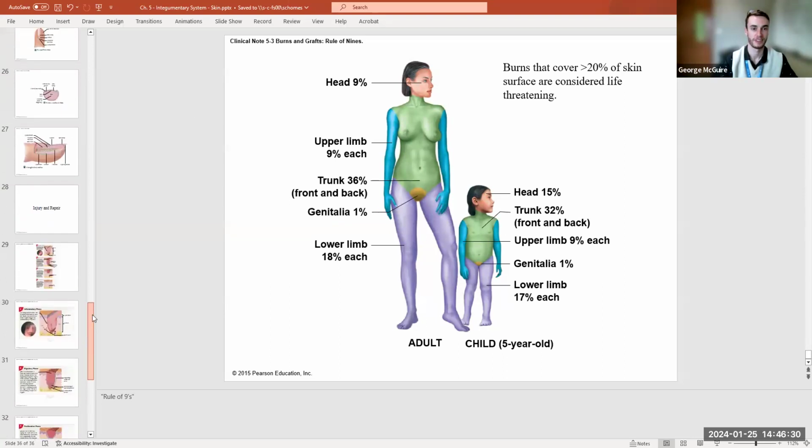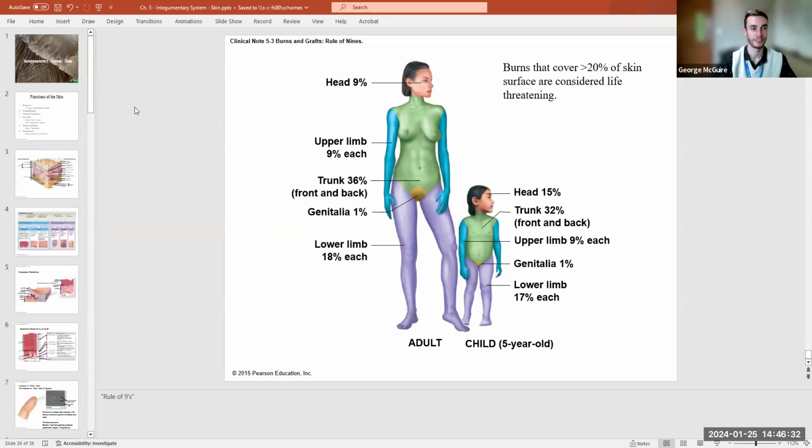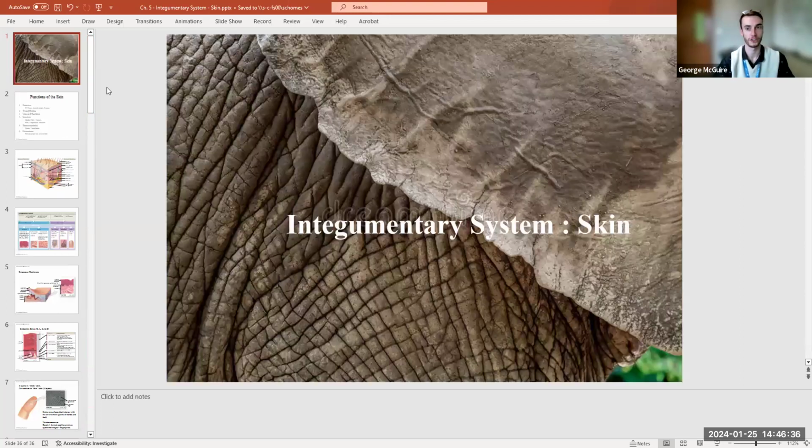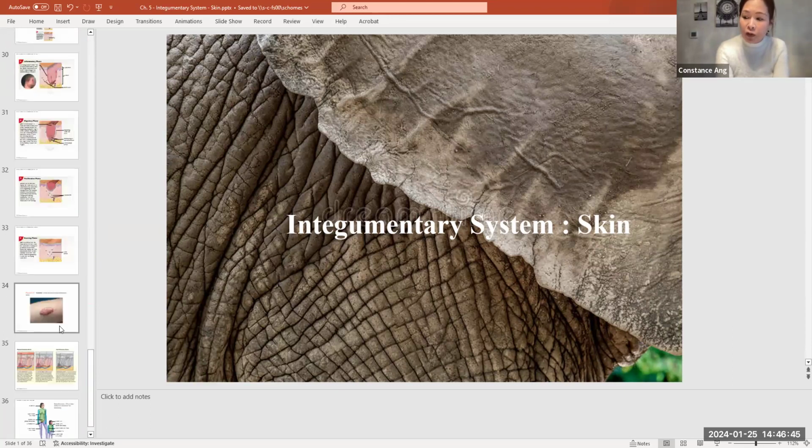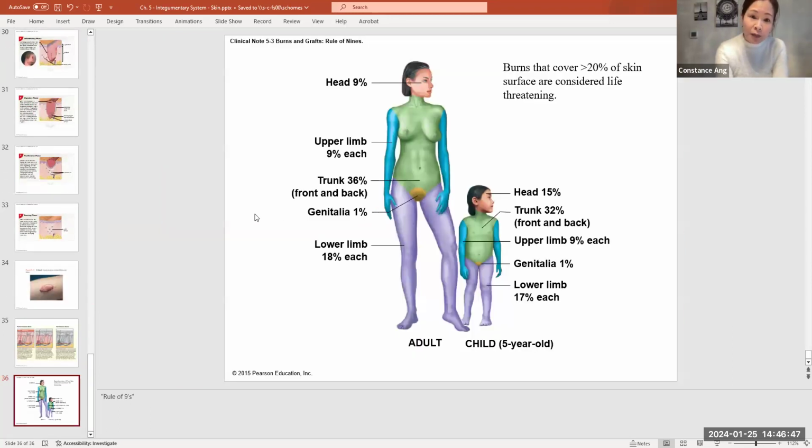Okay, so that covers the majority of the chapter and covers the specifics that I want to make sure you are addressing in this chapter. Constance, were you going to say something? Oh yeah, just about the upper limb, you said 9% on each upper limb. I believe it's 4.5% on each upper limb, and the 9% is for both upper limbs.